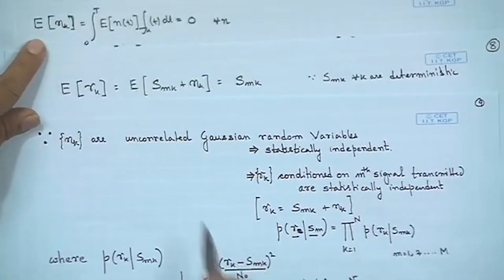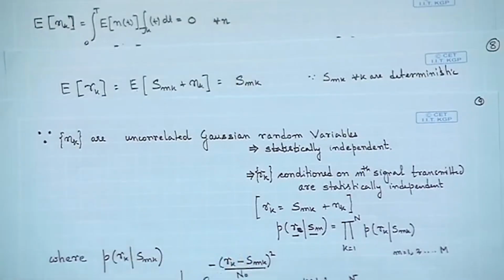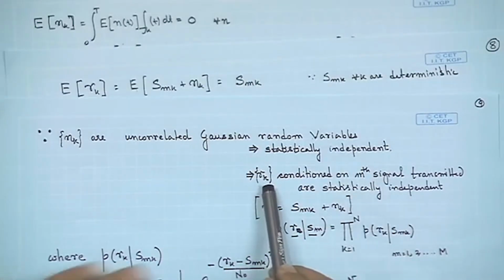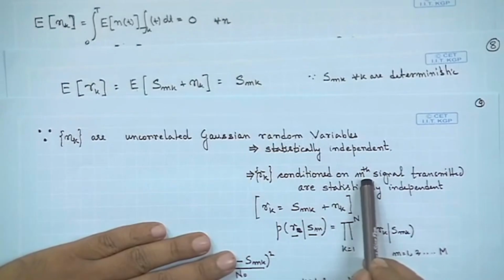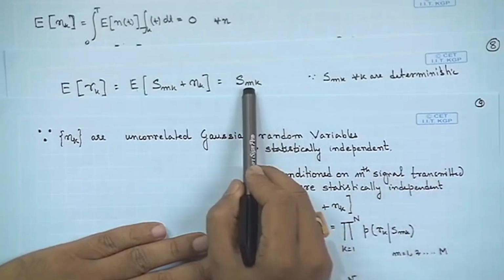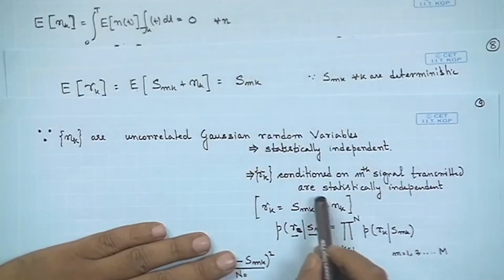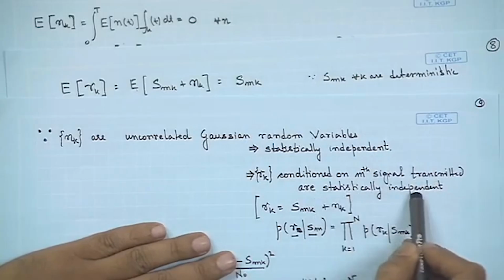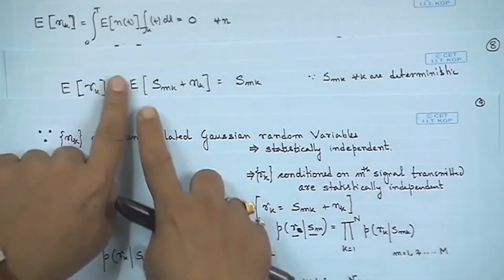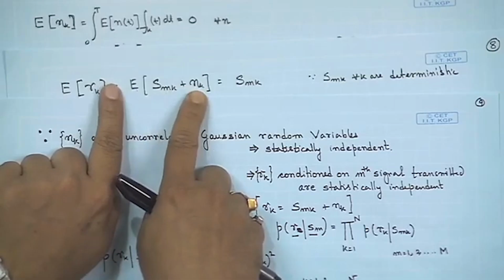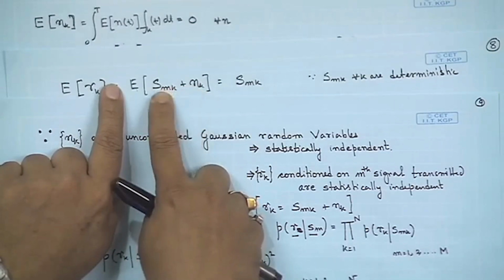we have n k are uncorrelated Gaussian random variables, and therefore, we have already stated that they are statistically independent. So, R k conditioned on the mth signal transmitted, that means, if we have a particular m signal that is transmitted, would also be statistically independent, because R of k is equal to S m k plus n k, which has a mean S m k and it has noise added to it. This has 0 mean, this is a fixed value.